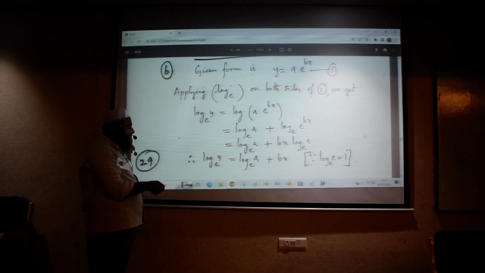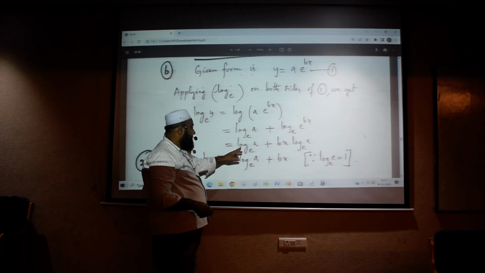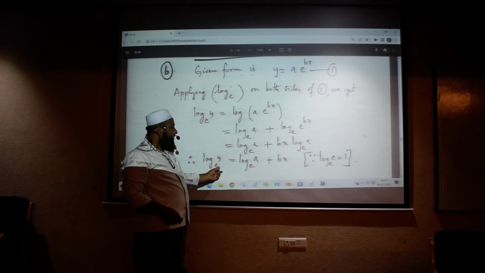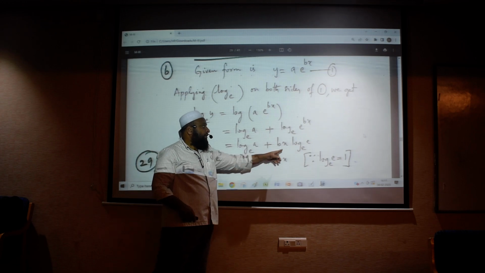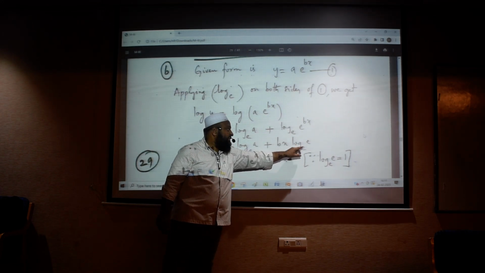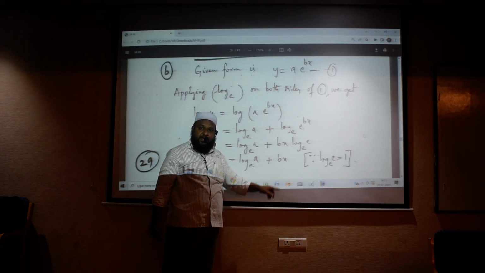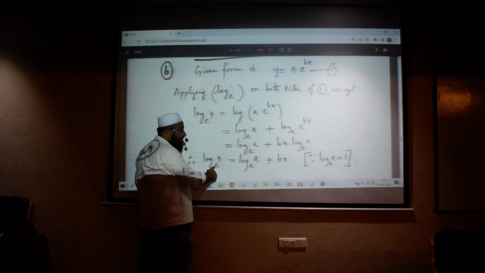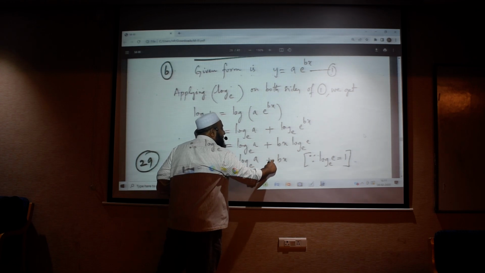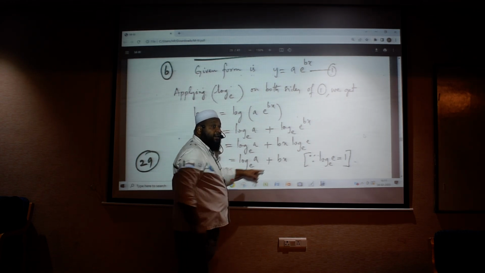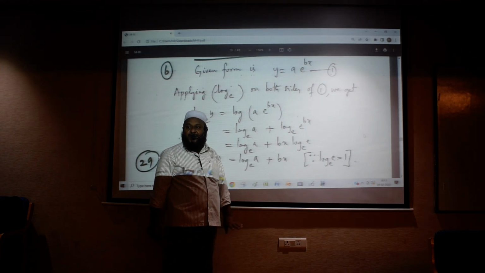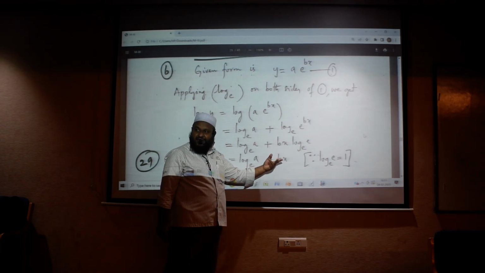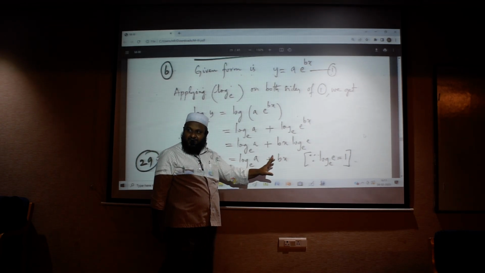Now, the last one is this one. Log y base e is equal to log a base e plus bx. What about log e base e? It is 1. So it is only bx. Now if I make it capital Y, capital Y is equal to capital A plus capital B capital X. In this case, small b is capital B, and small x is capital X.